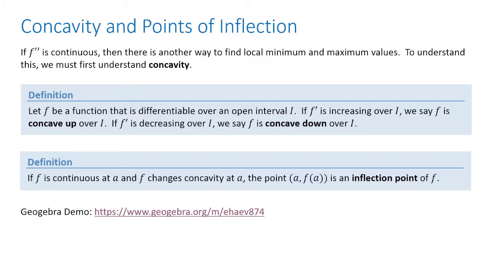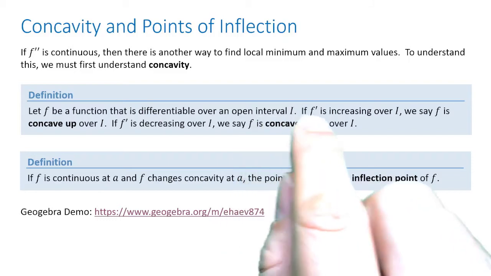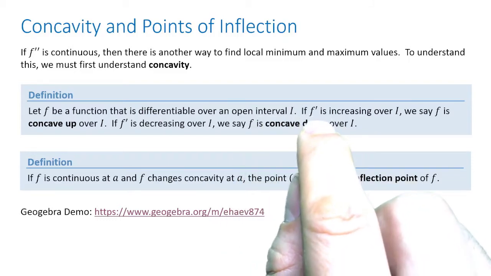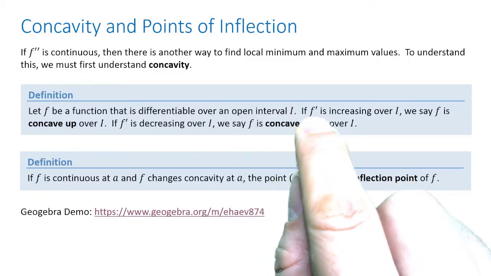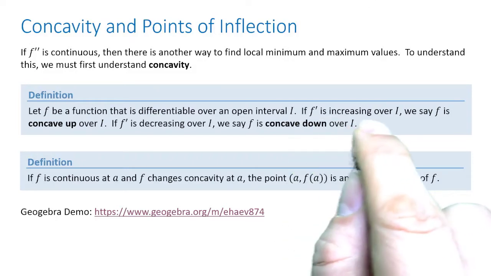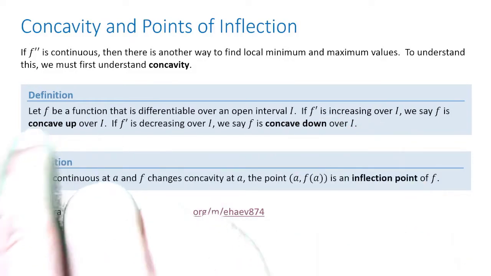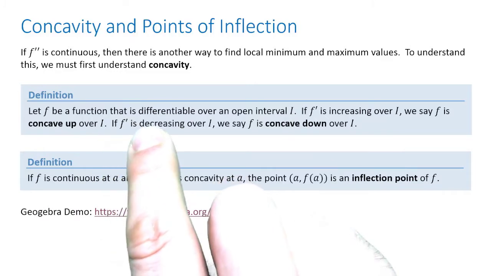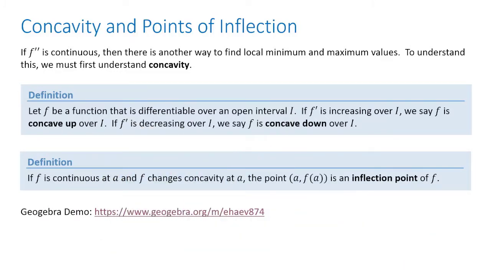But we talked about what it meant for the function f to be increasing. Here we're applying that same idea to the derivative f prime. So we're not looking at where f is increasing, we're looking where f prime is increasing. And if f prime is increasing, we say the function's concave up. If f prime, the derivative, is decreasing, we say the function is concave down. Okay, so let's look at an example.